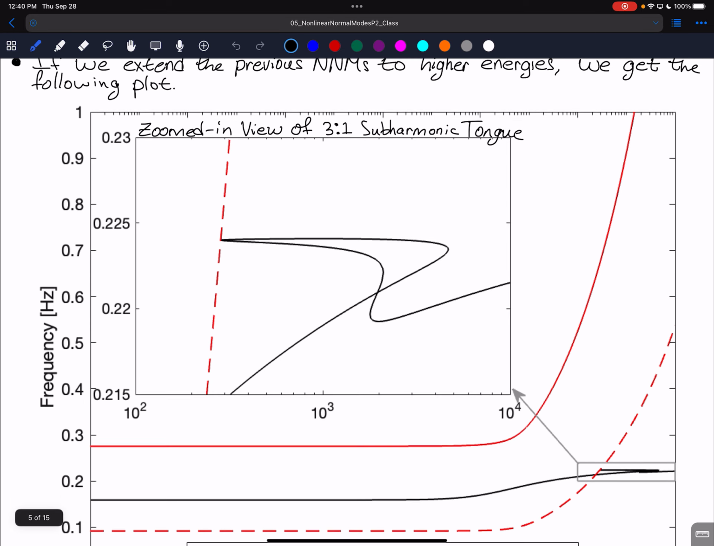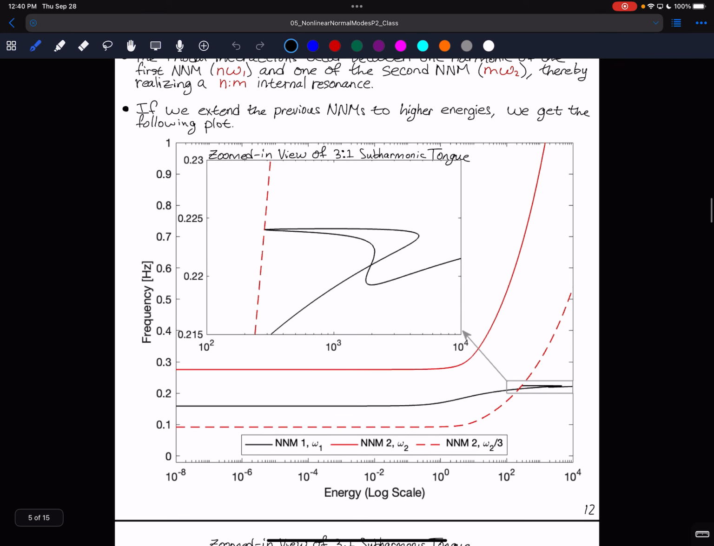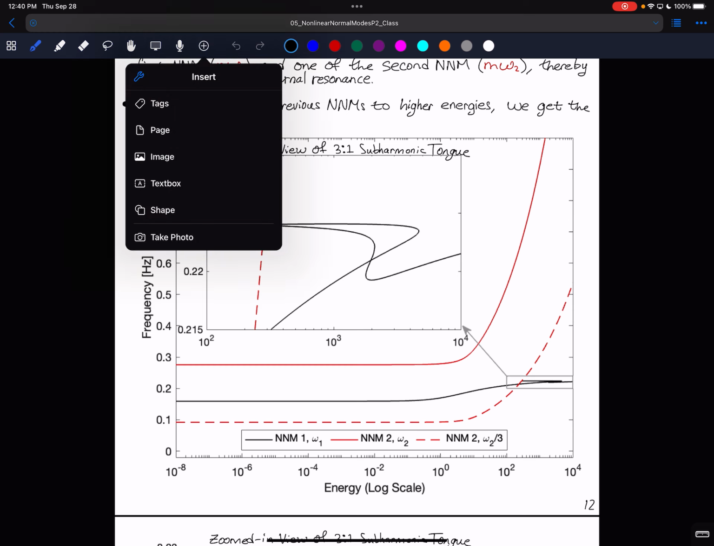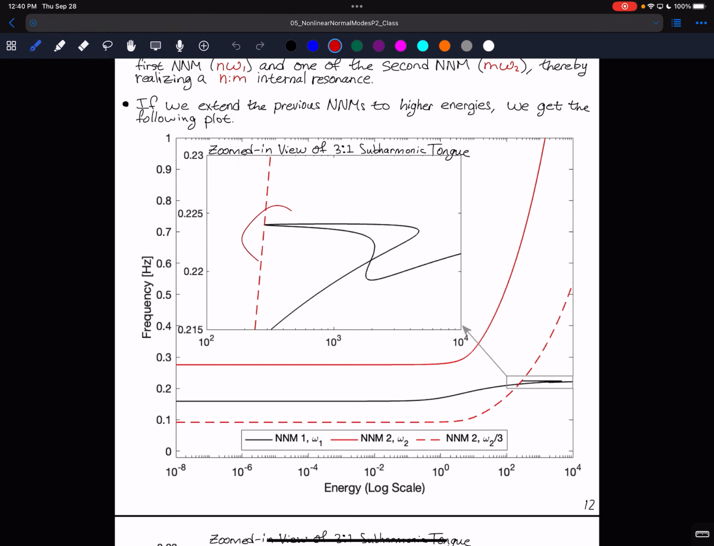All right, so if we continue to compute the nonlinear normal modes for that 2 degree of freedom system and go up to higher energies, you'll end up with this kind of weird shape that pops out. We call these tongues. So I've lost my laser tool, so I'll just draw a little circle. So this guy right here, this right here, that is what's known as a tongue.